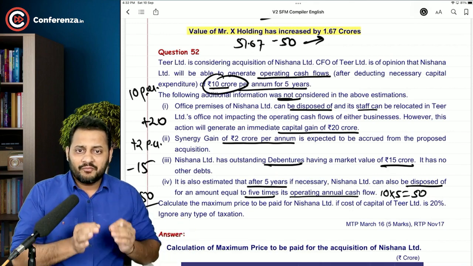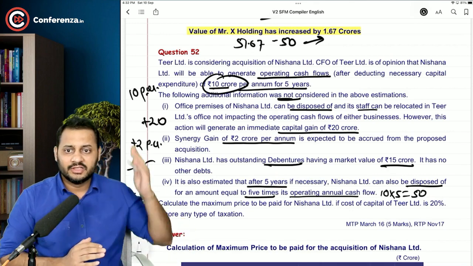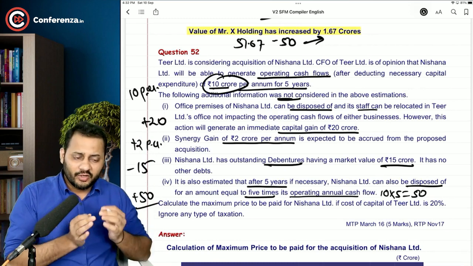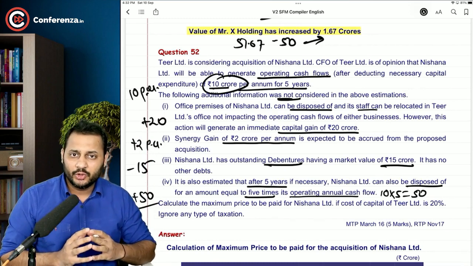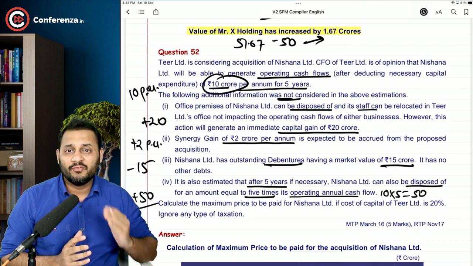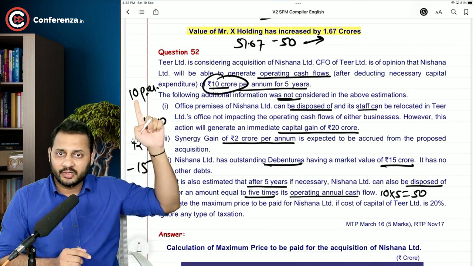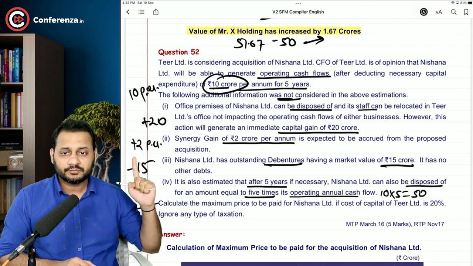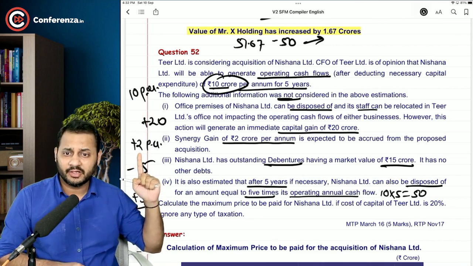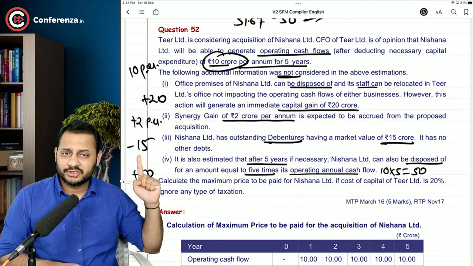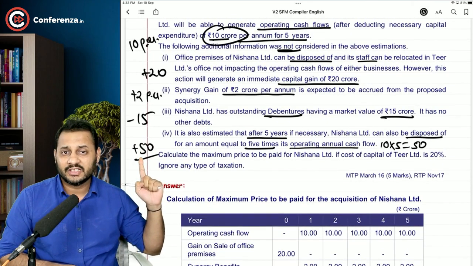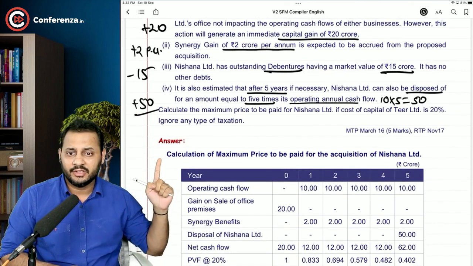See, after acquiring this company, this is what we are going to receive in terms of cash inflow from this company. So what will be the maximum that we will be ready to pay? The present value of future cash flows. 10 crore per annum for 5 years, 20 crore one time at the 0th point, 2 crore as a synergy benefit per annum, 15 crore is the debentures that will be deducted at the end, and 50 crore will be the disposal sale value at the end of 5 years.